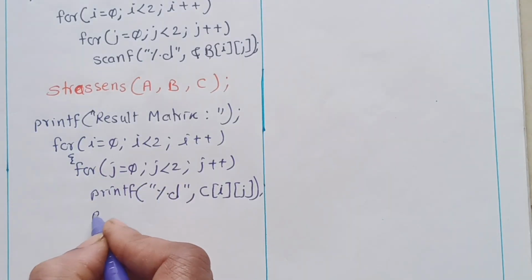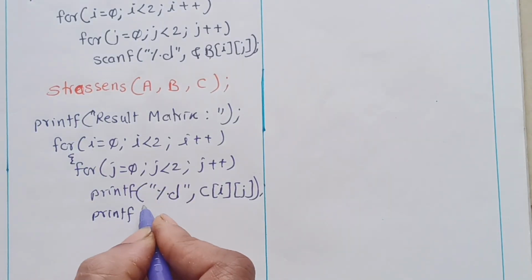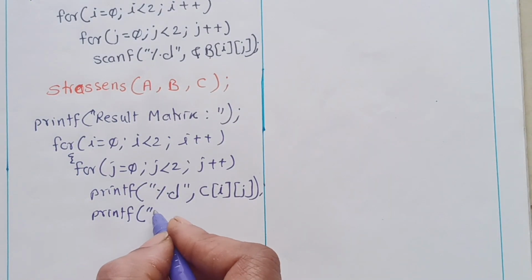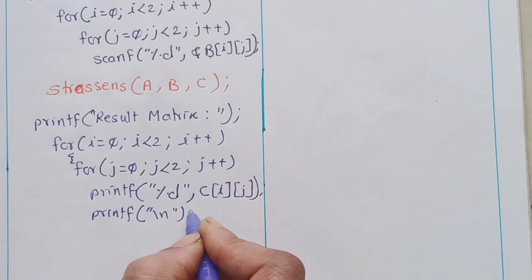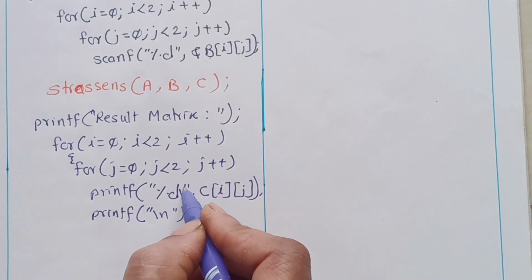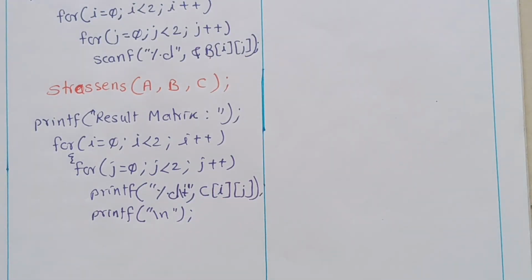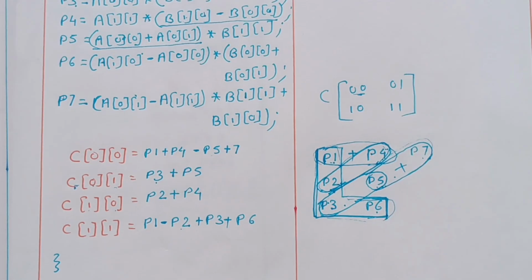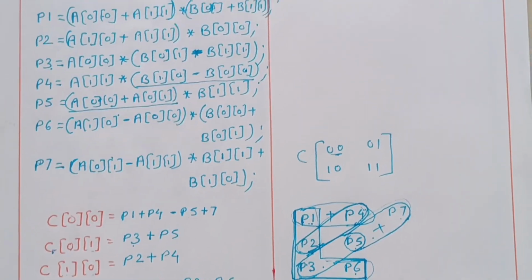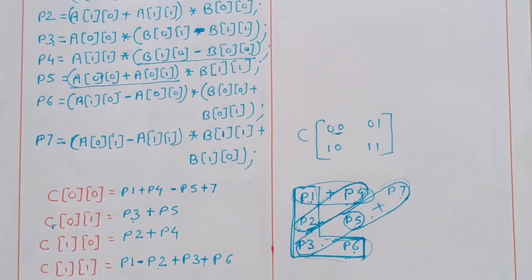So if you want to print the matrix in matrix format, you can use slash n here, and here percentage d slash n for 10. So close the bracket, and you will get this, your Strassen's matrix multiplication. So you have to remember these formulas, so you can write down this program easily.